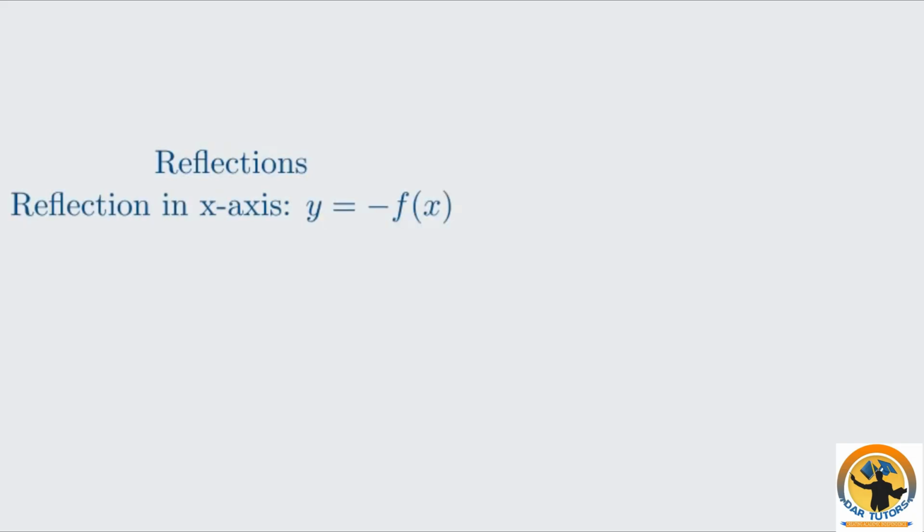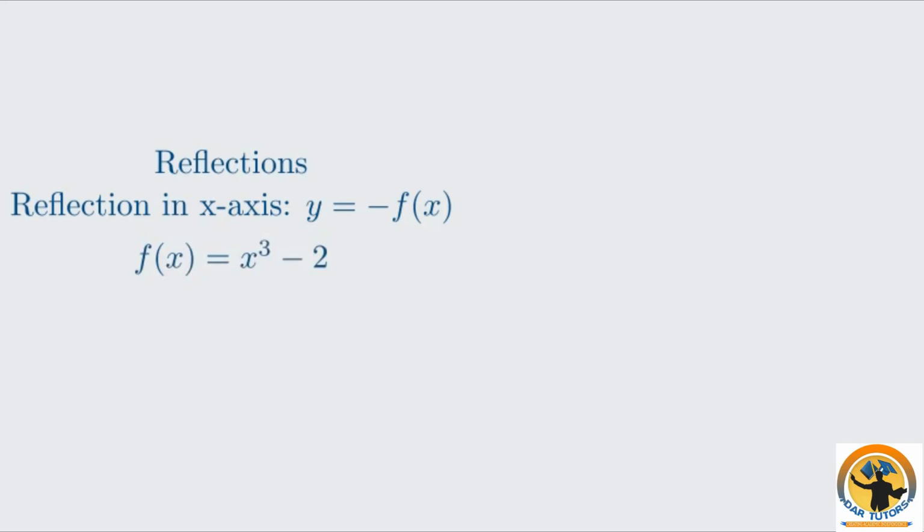Our final type of transformation is reflections. A reflection flips the graph across an axis. We'll look at two types, reflection in the x-axis and reflection in the y-axis. Let's start with reflection in the x-axis. The general form is y equals negative f of x. This transformation changes the sign of every y-coordinate.